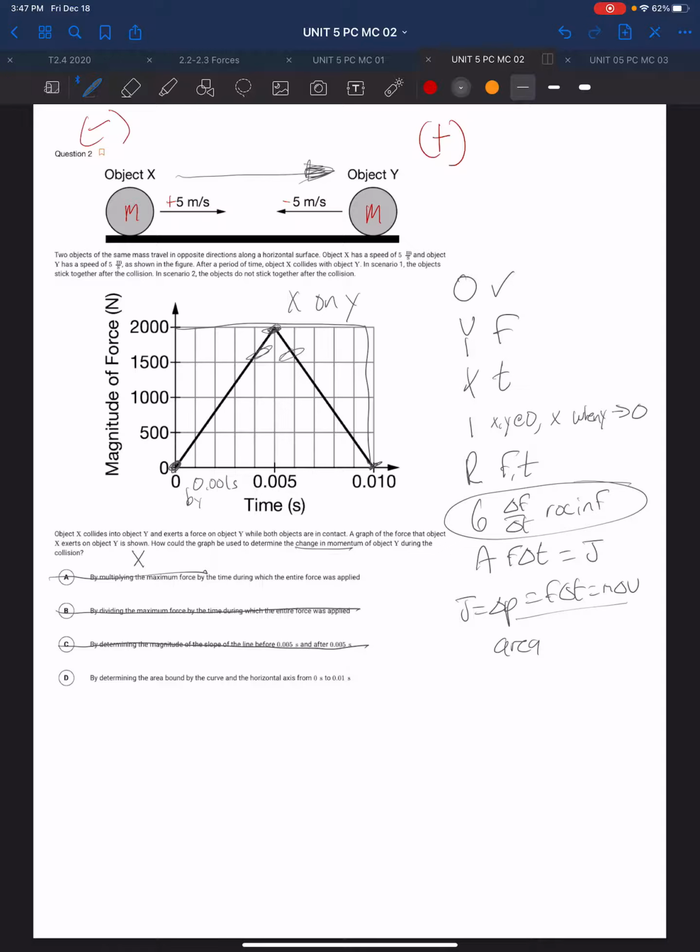but by determining the area bound by the curve and the horizontal axis from 0 to 0.01 seconds, so from 0 to 0.01, that's the entire area. And that's why the answer is choice D.